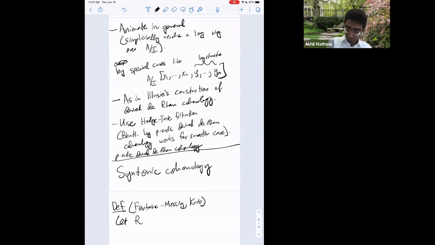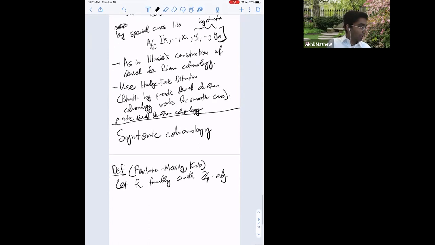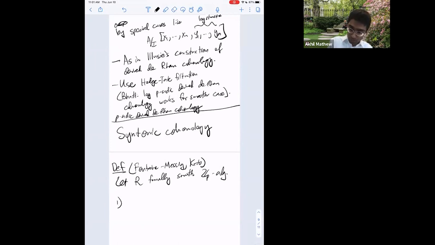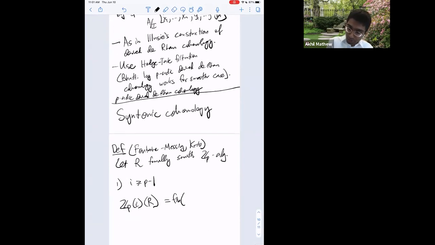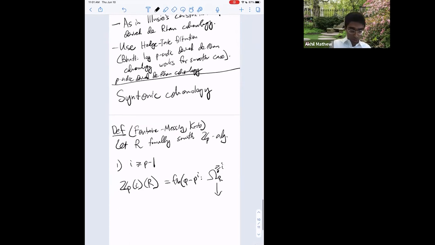So let R be a formally smooth Z_p algebra. First let me define it for i at least p minus one. We're going to define Z_p(i)(R) to be the following object, living in the p-complete derived category of Z_p. It's the fiber of phi minus p^i, which goes from the ith stage of the Hodge filtration of the p-complete de Rham complex of R to the de Rham complex of R.